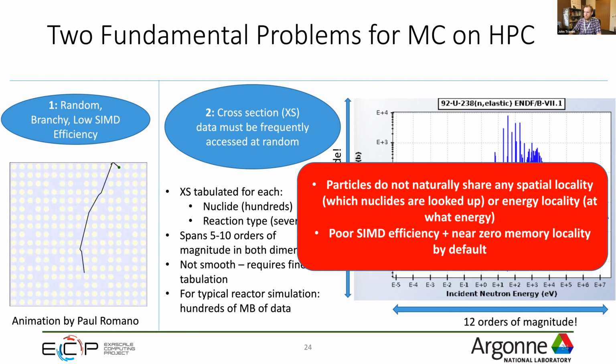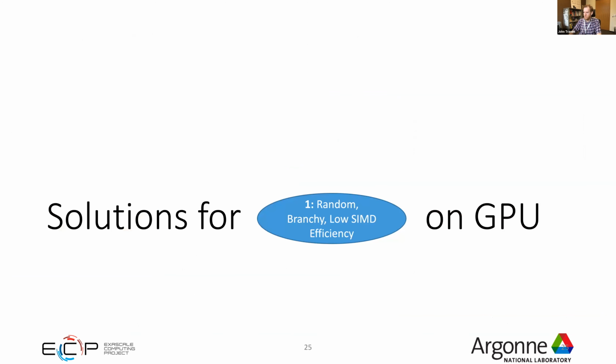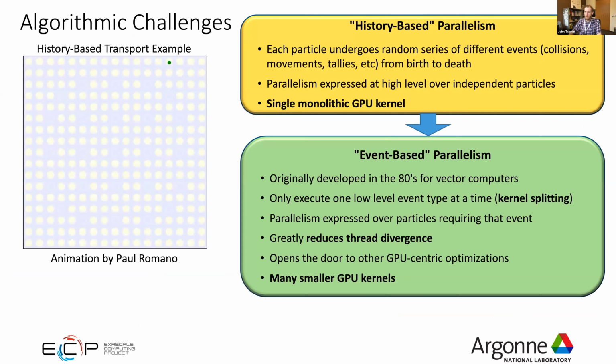Okay, and so what kind of solutions do we have for that first branchy problem on GPU? On CPU, it's not so much of a problem because it's fine if different threads are just doing their own thing. CPU threads can be independent. You can give up on trying to vectorize, but at least the threads themselves are independent.